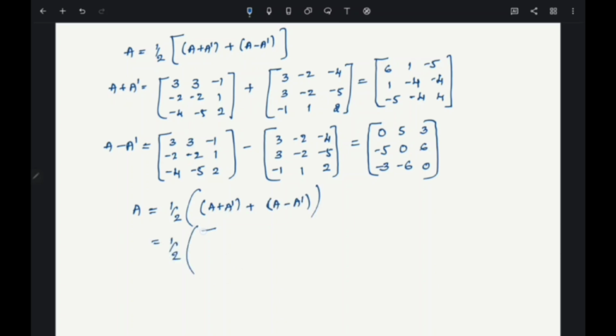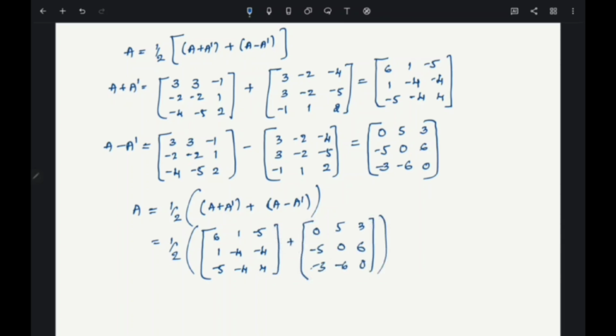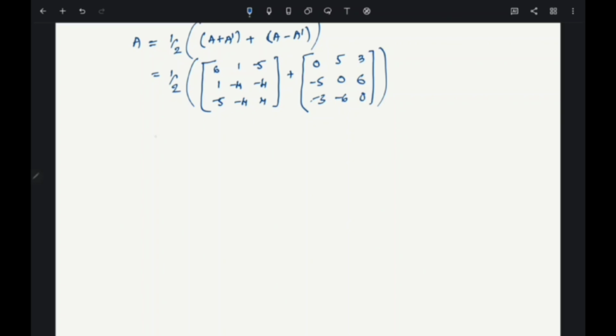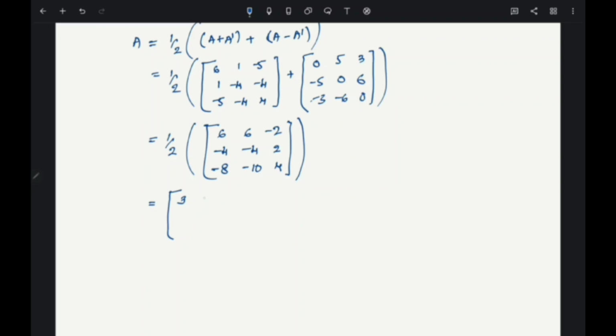Now what is the A plus A dash value we have got and the A minus A dash value we have got, if you add them up and divide by 2 you will get the value of A. Half into. Now add up both the matrices. So if you divide each element by 2, you will get 6 by 2 is 3, 6 by 2 is again 3, minus 2 by 2 is minus 1, minus 2, minus 2, 1, minus 4, minus 5, 2. So you can observe the value.